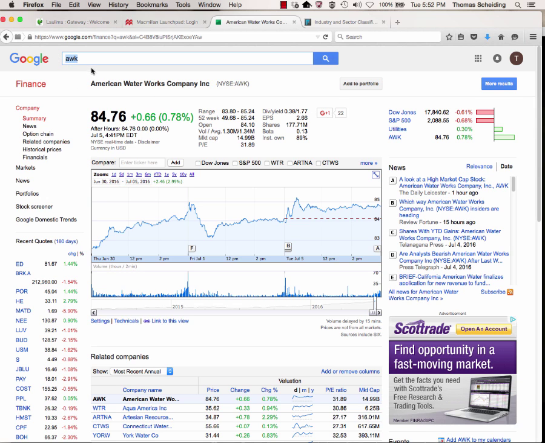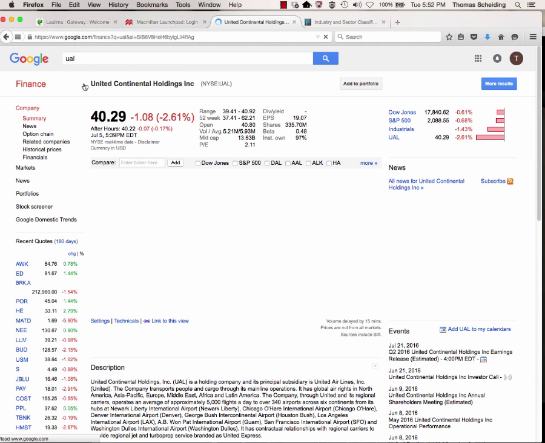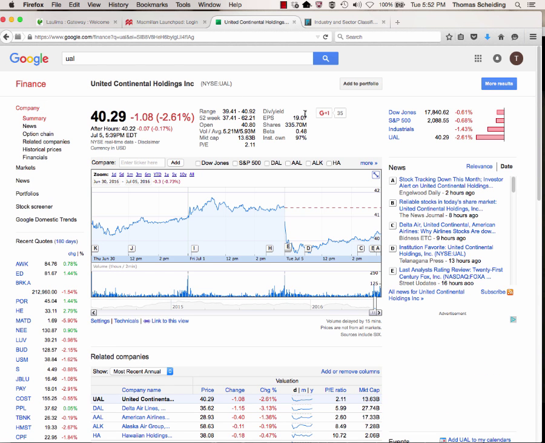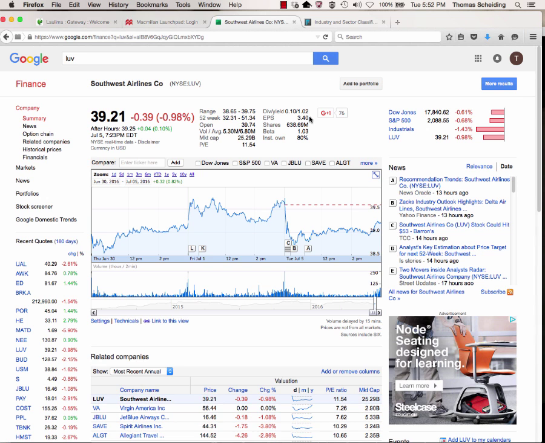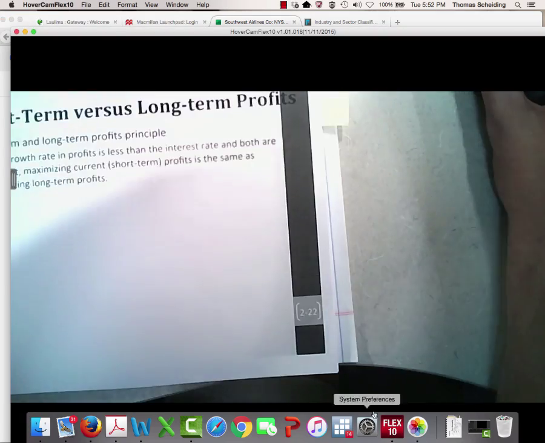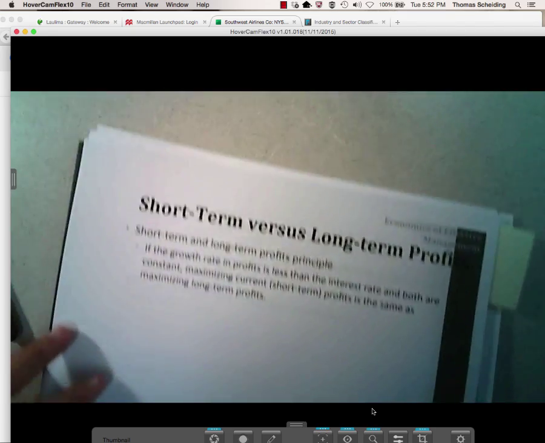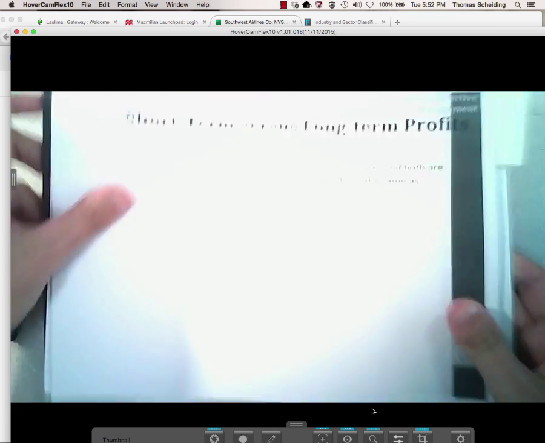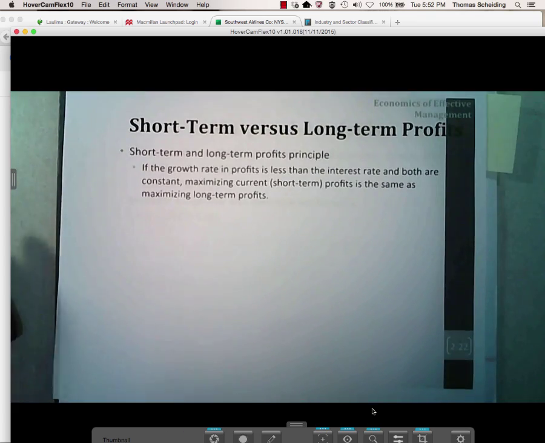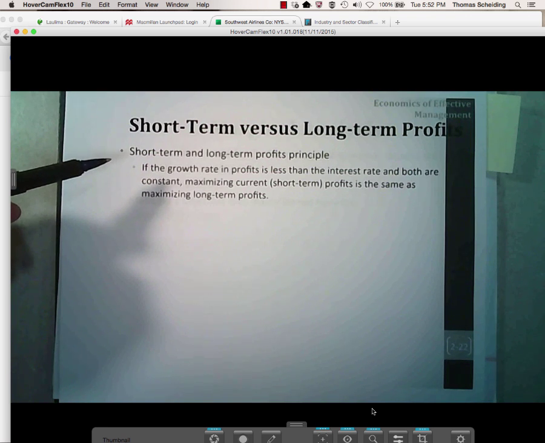Let's look at another example here. United Airlines does not offer a dividend at all, versus Southwest Airlines, which does. It's all managerial decision. And it's all about the value of the firm based on that kind of structure. Okay. That's why it's important for the manager to understand that, because it says a great deal about the rate of growth within the firm and how those profits are changing over time.